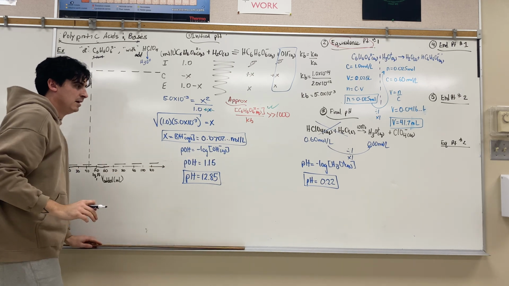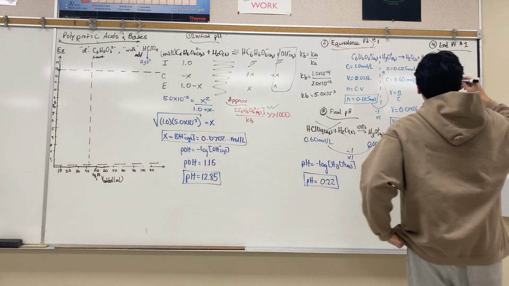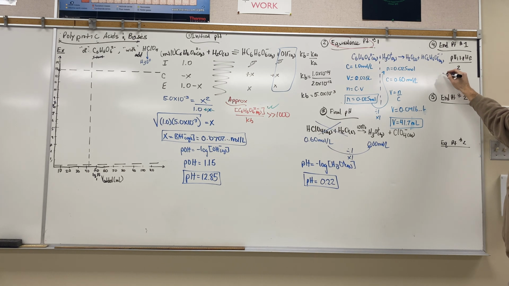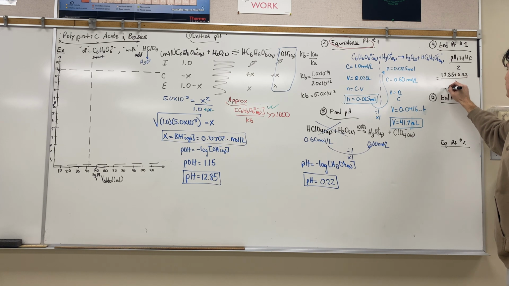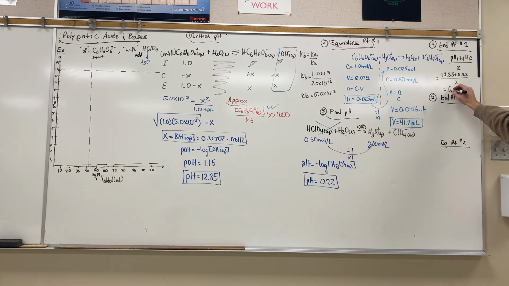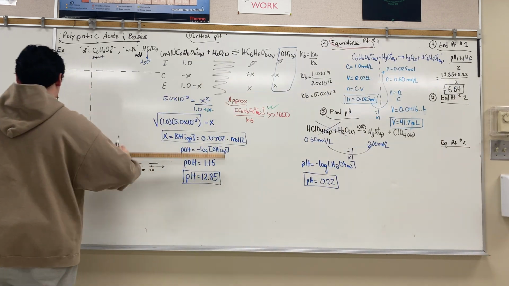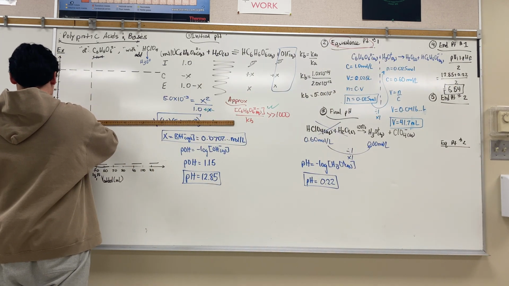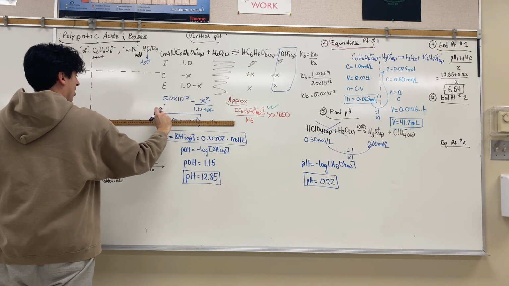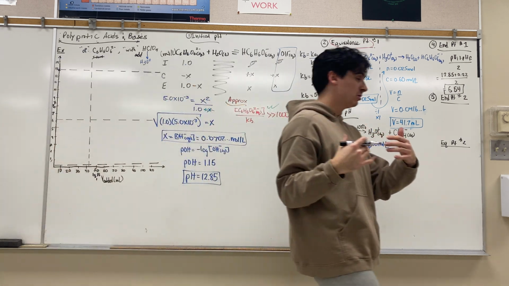Okay? Now, to find my endpoint, I take my initial pH, I add my final pH like I've always done, and divide by 2. So I'm going to take 12.85 plus 0.22, divide by 2, and that is going to give me 6.54. So I'm going to go over to 6.54, just above 6. I'm going to draw my dotted line. And this makes sense again because I'm taking a strong acid and a weak base, so my endpoint's below 7.